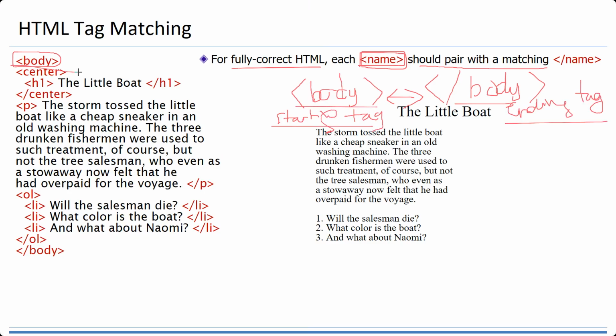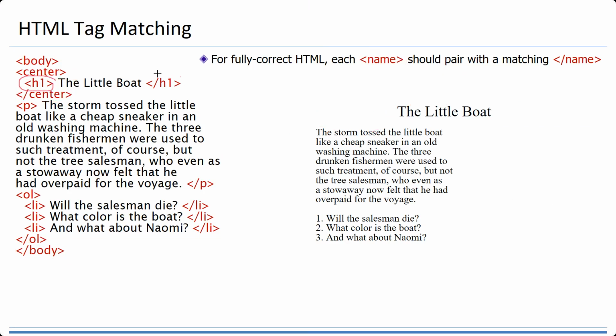And if you have body, then it should have slash body. If you have center, you should have slash center. If you have h1 like this one, then you should have slash h1. If you have p, you should have slash p. If you have ol, you should have slash ol, and so on. So it means you should have a pair. If there is no pair, then it means your HTML does not match.